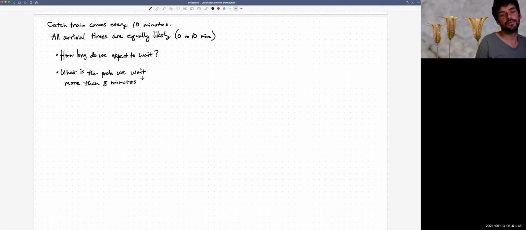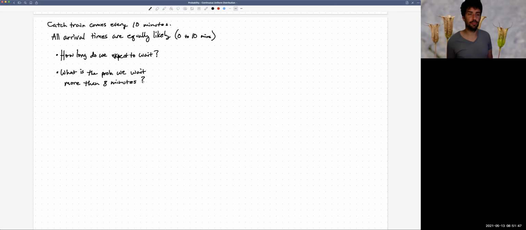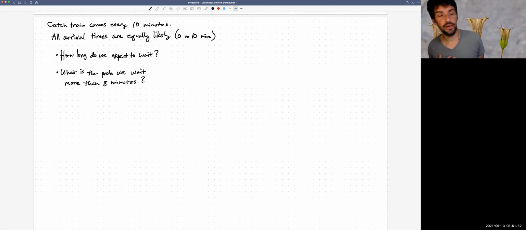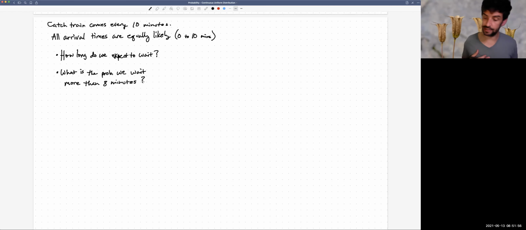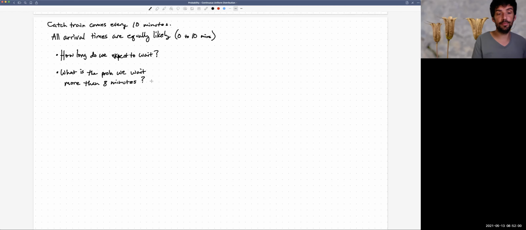Maybe we need to get to our job, and if the train takes more than 8 minutes to arrive, we're going to be late, right? So 8 minutes is our limit. We want to know how likely it is that we're not going to be late, okay? So let's set this up.